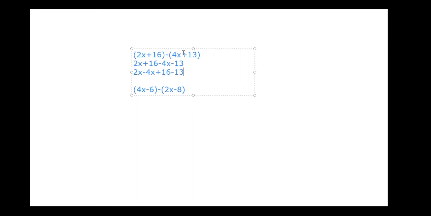So that minus makes that plus a minus. All right? So we have 2x minus 4x. So the answer is going to be negative 2x plus 3. Okay.